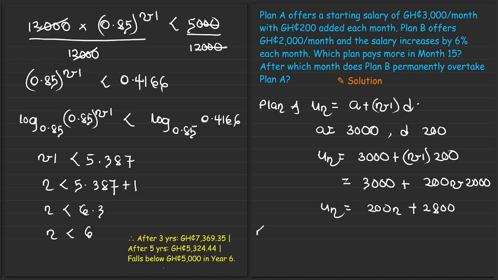Let's quickly do everything we have to do for plan A, then we come to plan B. So in month 15, our n is equal to 15. Then our Un, or the 15th term, that is month 15, is going to be 200 times 15, plus 2,800. This, when evaluated, will give us 5,800. So on the 15th month, plan A is offering 5,800 cedis.